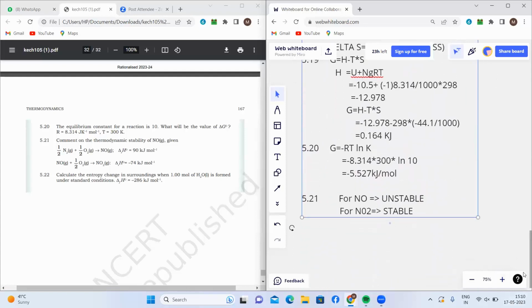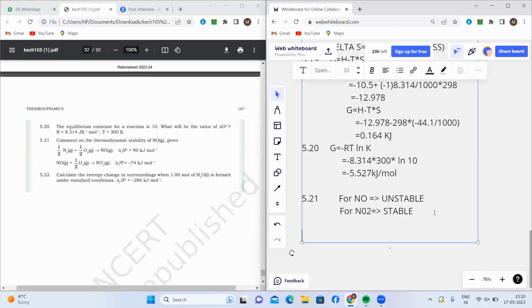ठीक है, क्योंकि जब भी डेल्टा एच पॉजिटिव होता है तब वो रिएक्शन एंडोथर्मिक होती है. एंडोथर्मिक में हीट चाहिए मतलब अपने को NO बनाने के लिए उसको हीट देनी पड़ रही है जबरदस्ती, वो खुद नहीं बनना चाह रहा है, अपने को उसको हीट देनी पड़ रही है तब जाके वो बन रहा है, तो वो थोड़ा अनस्टेबल हो जाएगा, और जिसमें हीट रिलीज होती है वो स्टेबल होता है.